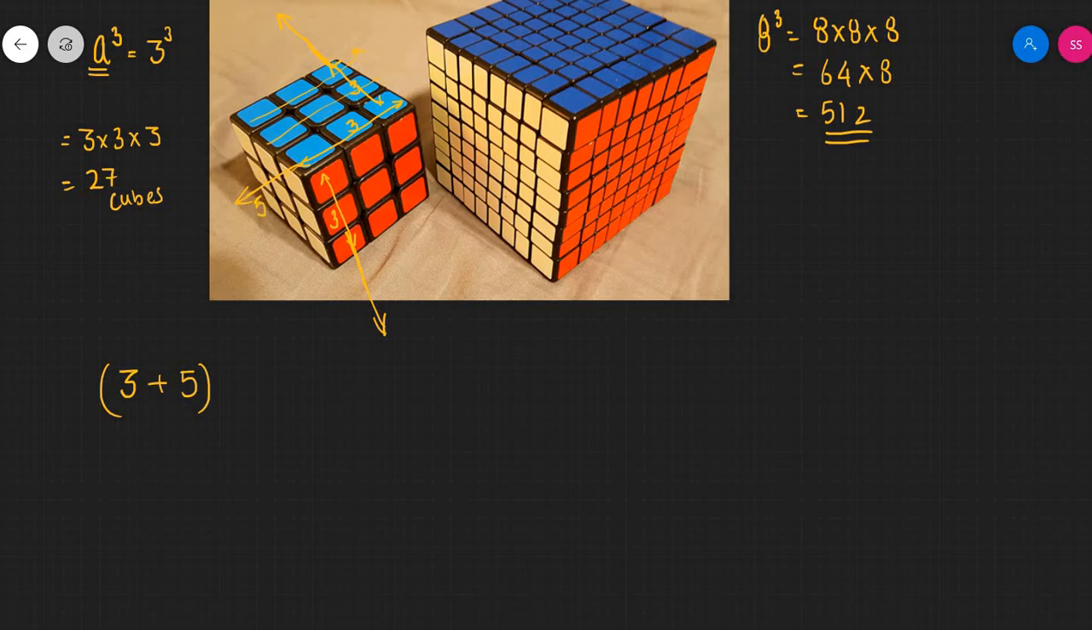So you add 5 cubes everywhere. From here you add another 5. From here you add another 5. So everywhere you add 5. And that's what we mean by saying 3 plus 5, the whole cube. Of course, we know that this is 8 cube, which is 512. But we can look at this 3 plus 5 cube visually by breaking it up and looking at different parts.